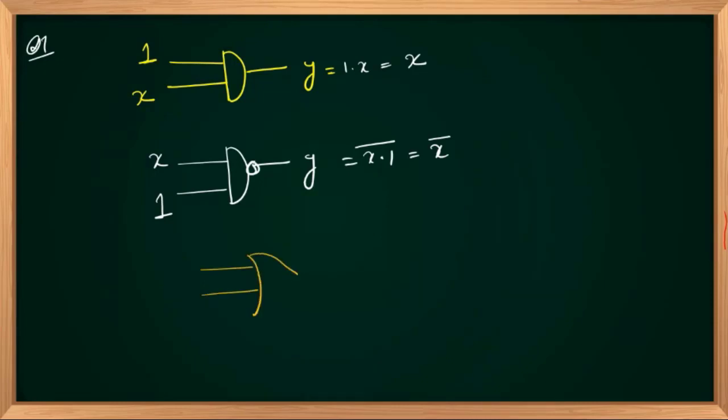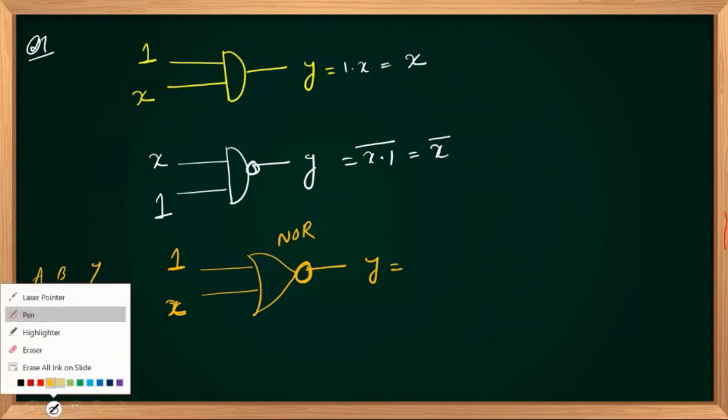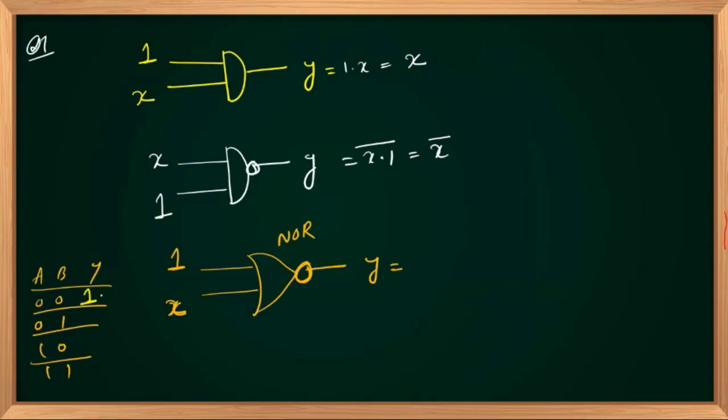And I have another one for NOR gate. Upper input is 1, lower input is X. What about Y? NOR gate. Upper input is 1, lower input is X. What is Y? It is a NOR gate. You should recall the property of a NOR gate. What was the property of a NOR gate? A, B, Y: 0 0 1, 0 1 0, 1 0 0, 1 1 0. NOR gate will produce logic 1 if and only if both of its inputs are zeros.